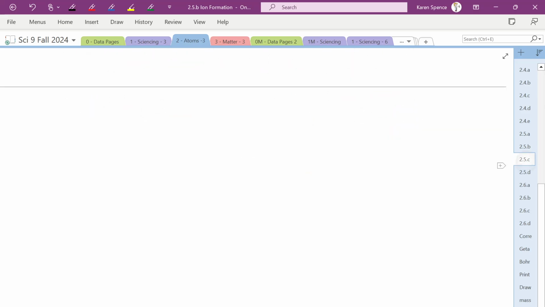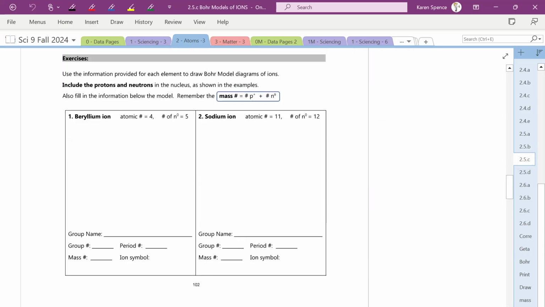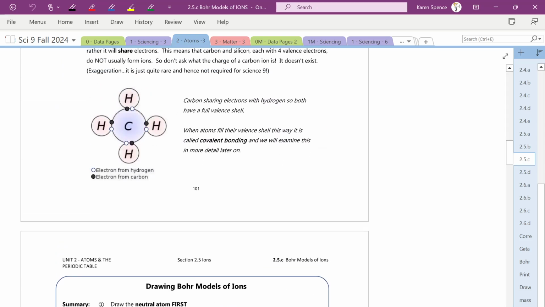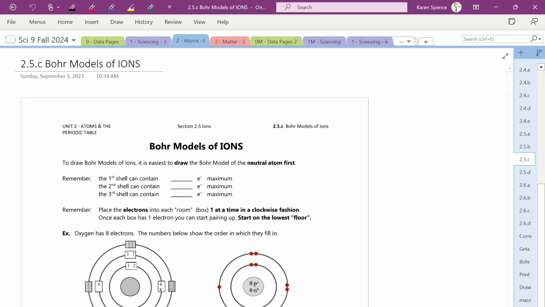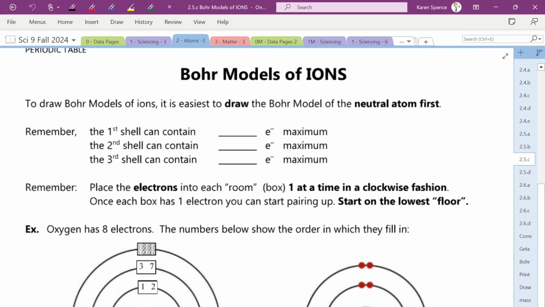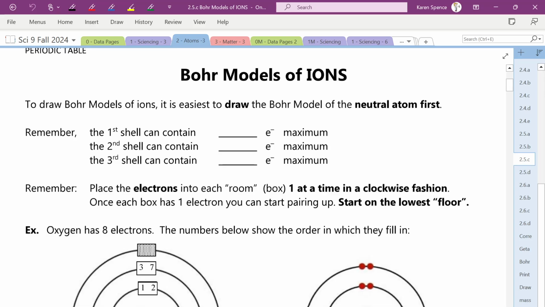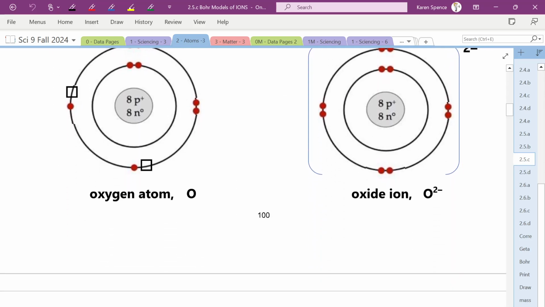So what we're going to do now is we're going to draw some Bohr models of ions. So this is on page 100.